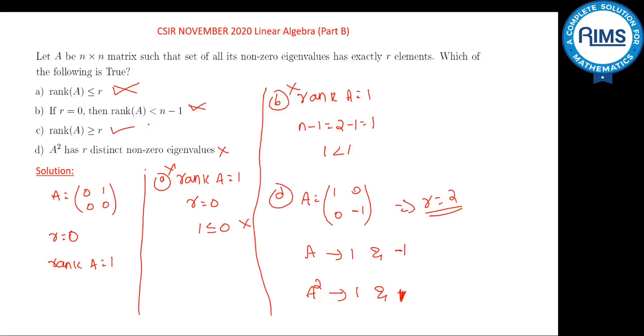And how can we prove option C is true? Okay, for that, given that r is the total number of non-zero eigenvalues, that is, the number of non-zero eigenvalues equals r. For an n by n matrix, it contains a total of n eigenvalues, right? So what is the total number of zero eigenvalues?